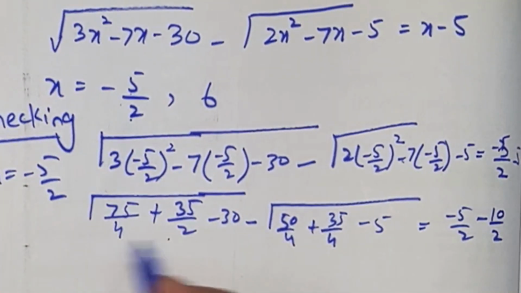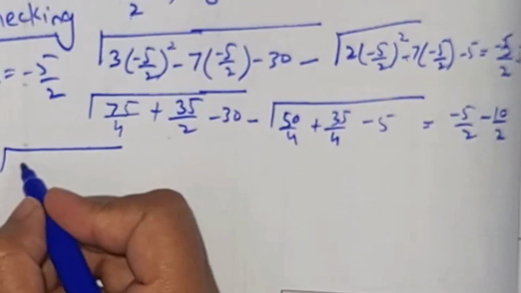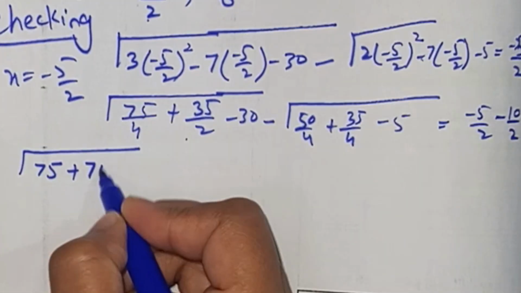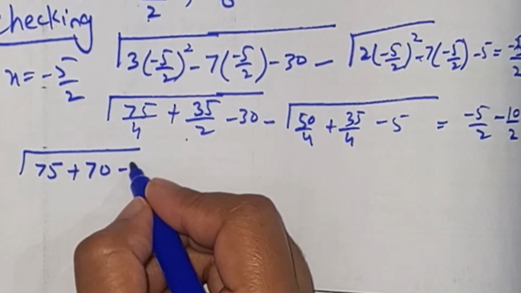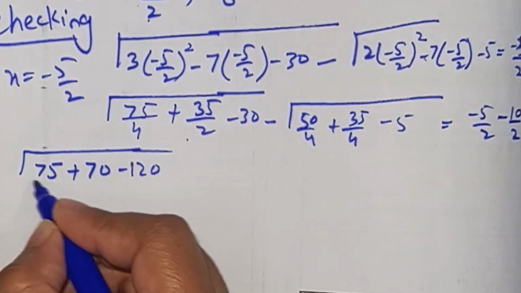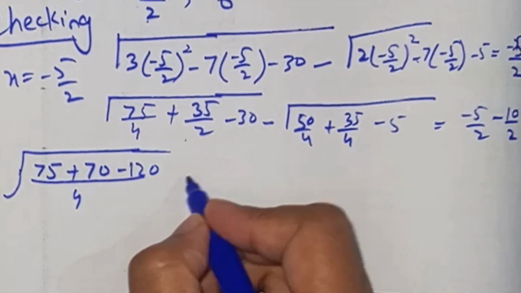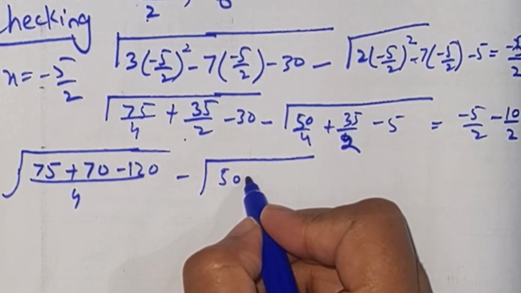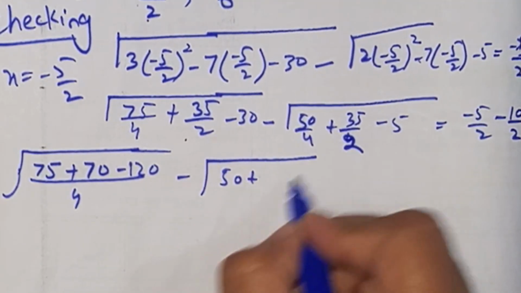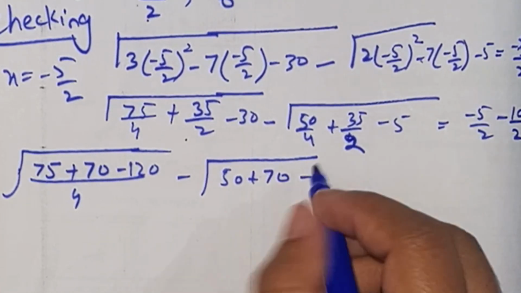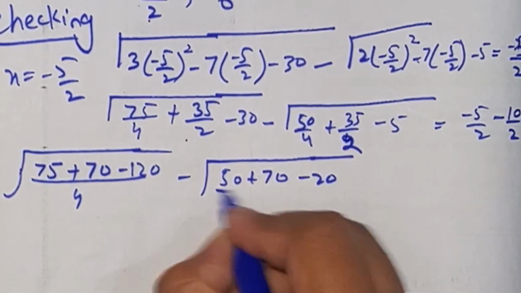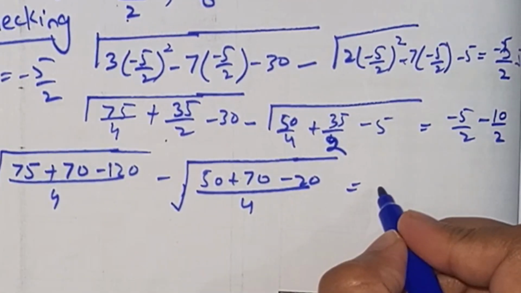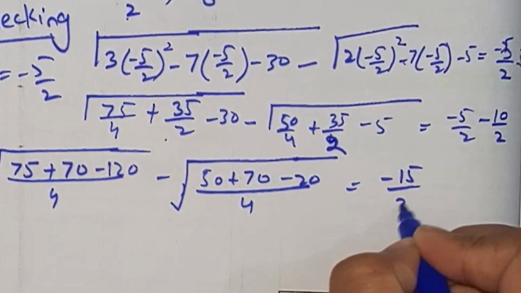Now we take the LCM of the first term. Then this is the square root of 75 plus 70 minus 120 over 4, and this will become the square root of 50 plus 70 minus 20 over 4, and this will become minus 15 over 2.